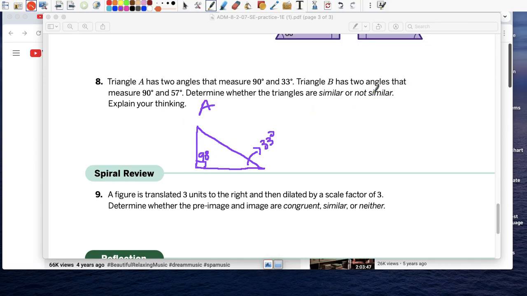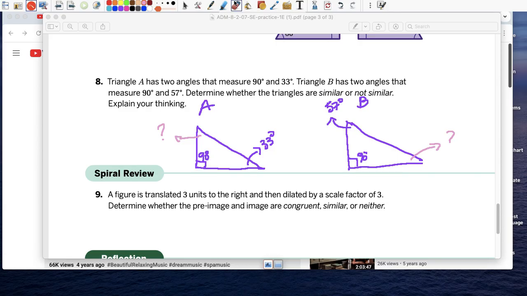Triangle B has two angles. It's also a 90-degree angle. It has to be this one. And in triangle B, let's call this 57. Well, are these two triangles similar? I don't know yet, but I can find out once I find this missing angle in triangle A. Once I find this guy right here, which I don't know, and this guy right here, which I don't know.